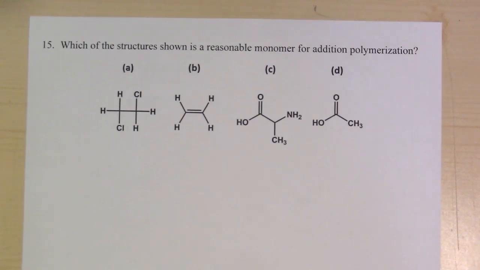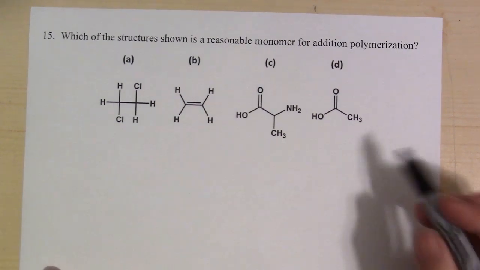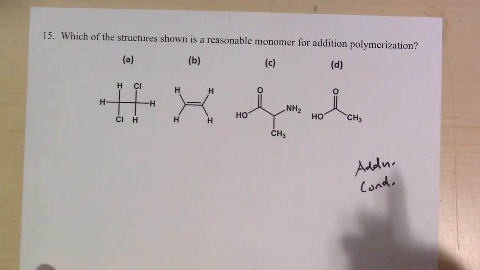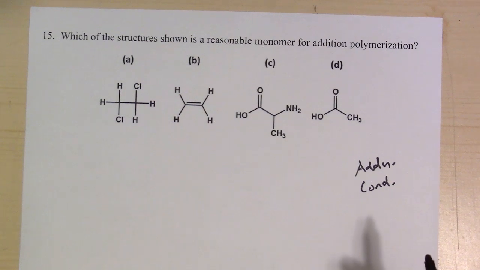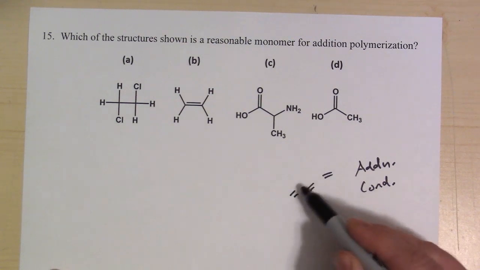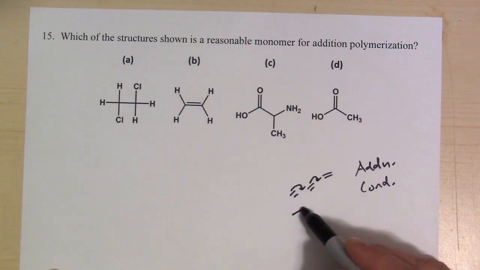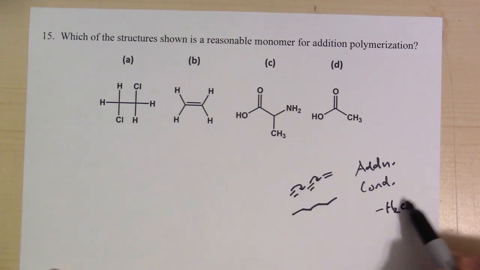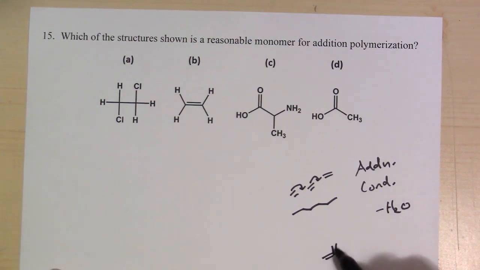Number 15, which of the structures shown is a reasonable monomer for addition polymerization? So the 2 types are addition polymerization and condensation polymerization. Remember, in addition polymerization, you typically have an alkene, which adds to a neighboring alkene to form the polymer backbone. Condensation, you're condensing out some small molecule, so typically you would have something like a carboxylic acid on one end and an OH on the other end, or an NH.